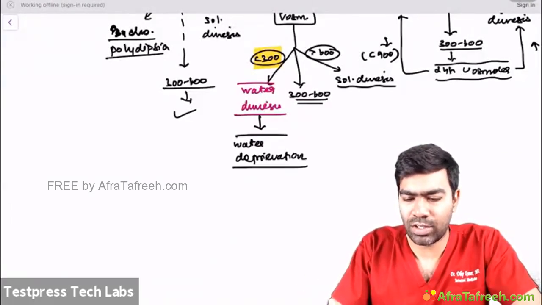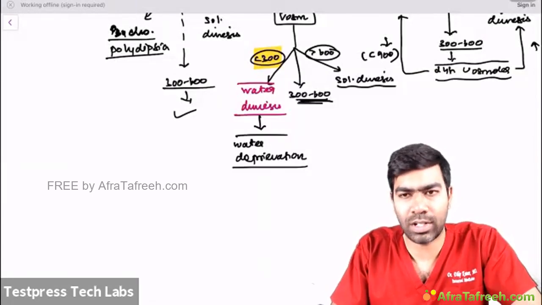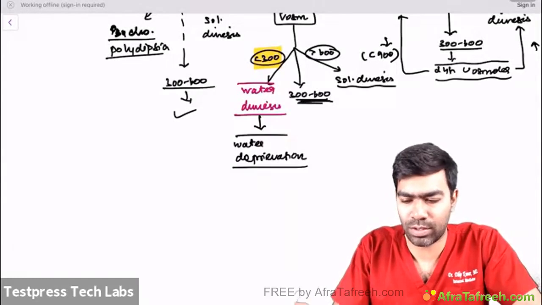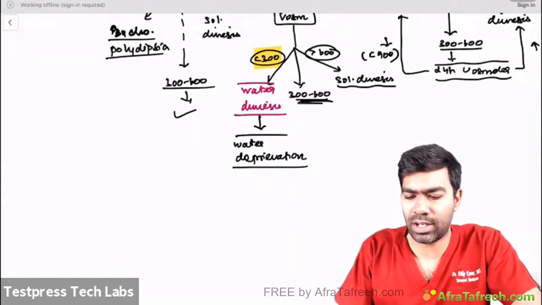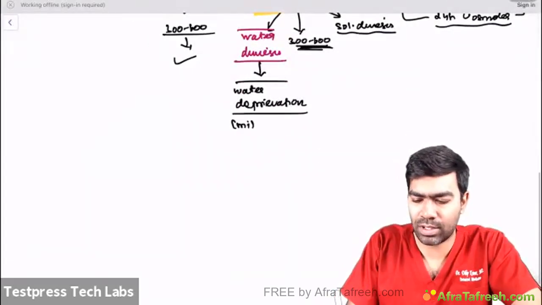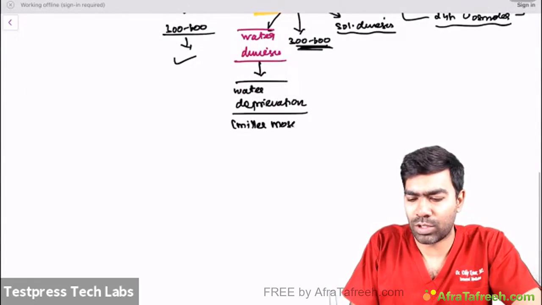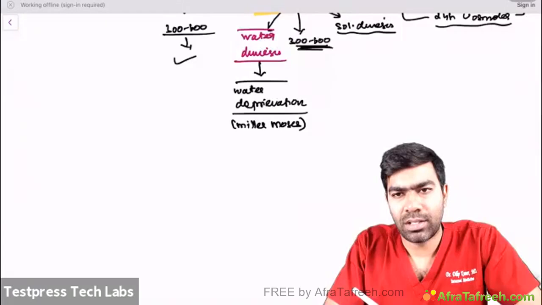Again, if it's 300 to 600, I'm going to do a urine osmolar output. Based on that, I'll find out whether it's a solute or a water diuresis. But nevertheless, we know that already. In this situation, it's better to do the water deprivation test. Water deprivation test is otherwise referred to as the Miller-Moses test. So what do you mean by this Miller-Moses test?